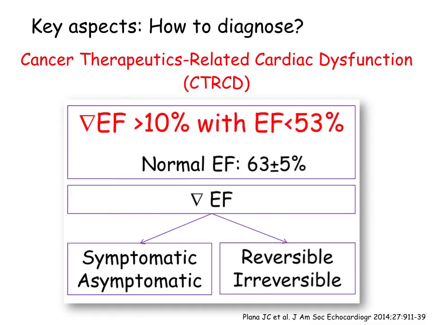Recent recommendations propose a new definition of cardiotoxicity. The new terminology is cancer therapeutics-related cardiac dysfunction, and is defined as a decrease in ejection fraction of more than 10 percentage points to a value below 53% with 2D echo. This decrease should be confirmed by repeat cardiac imaging in 2-3 weeks and may be further categorized as symptomatic or asymptomatic, or with regard to reversibility.